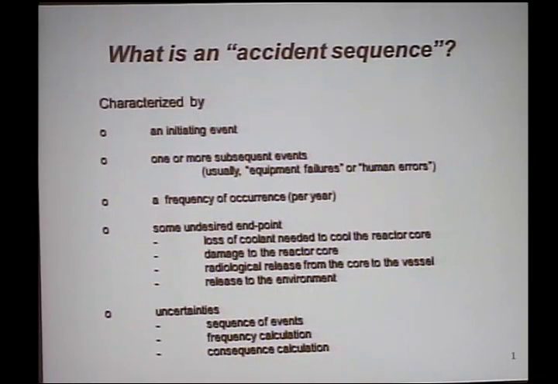Typically, by the way, the sequences we deal with are about 10 to the minus 5 per year. That's 1 every 100,000, but there are a lot of them. And then there's some undesired endpoint. The sequence ends. Maybe it ends with the loss of coolant needed to cool the reactor core. Maybe it ends with damage to the core, or it might even end with a big release. A small release or a big release.